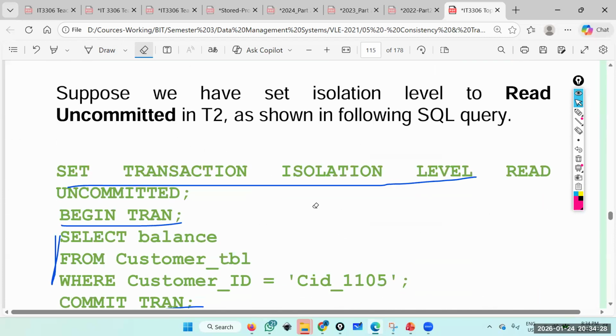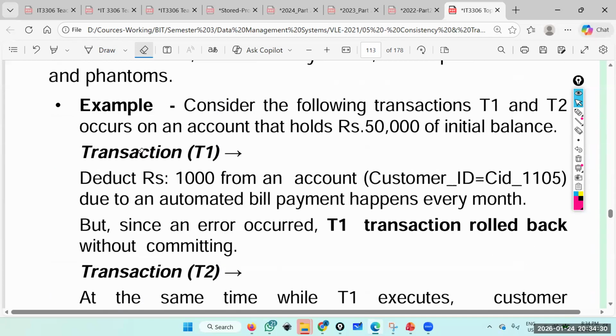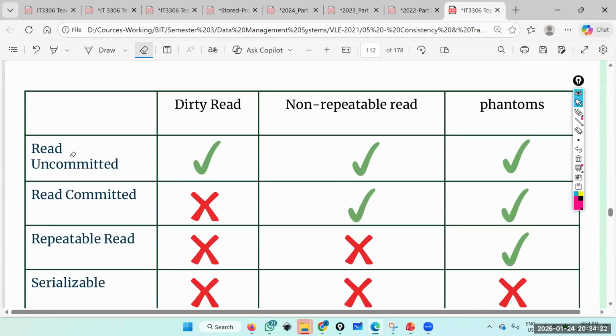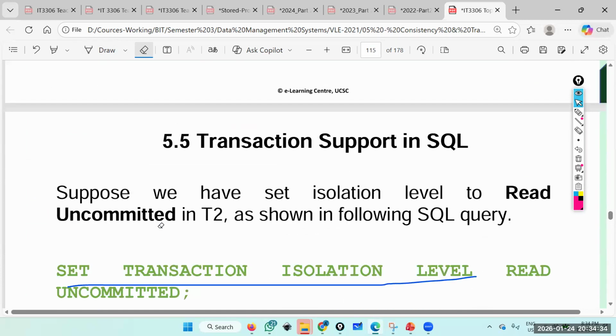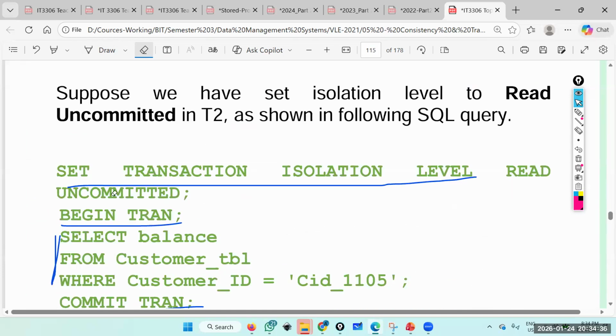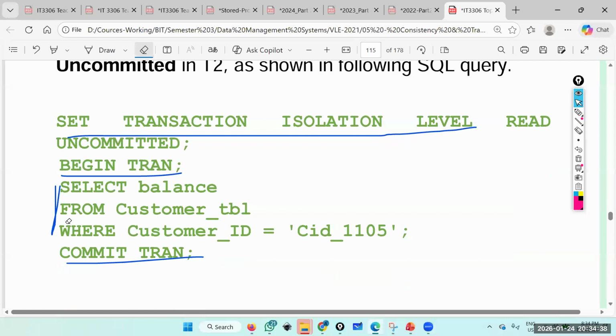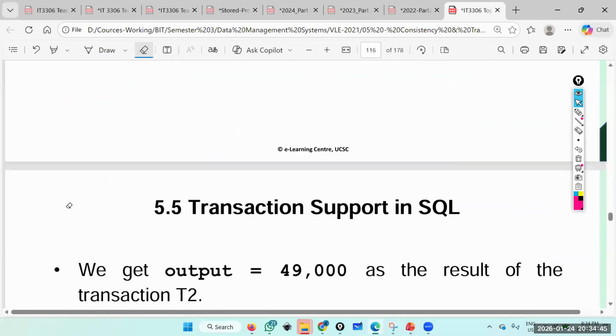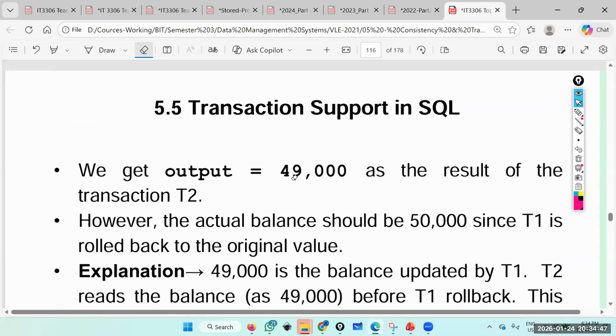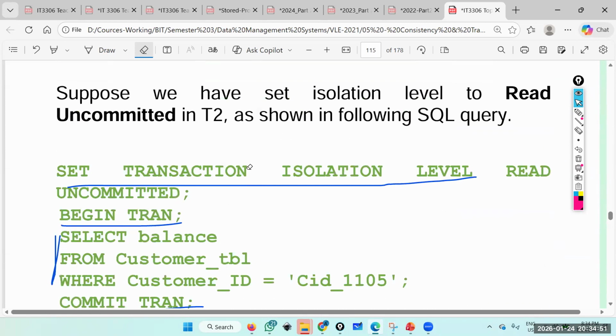So you can say isolation level, read uncommitted. Right, read uncommitted means this. Isolation level is set to read uncommitted. So then you are doing a select query in the transaction. We got the output as 49,000 as the result of the transaction T2.